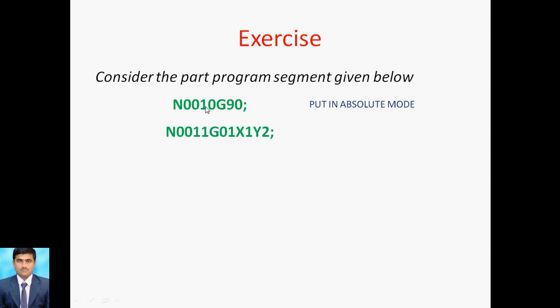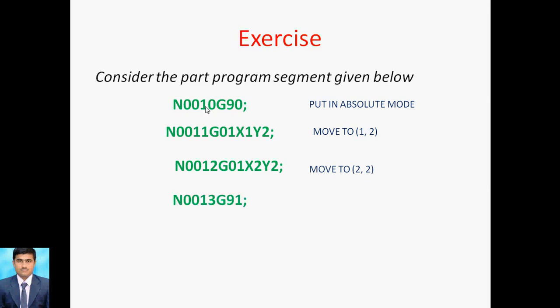Next is N0011 G01 X1 Y2. Here the tool moves to 1, 2, where 1 is X and Y is 2. And 0011 is called a sequence number. Here also N0012 is the sequence number. G01 is called the rapid traverse. X2 Y2, so the tool moves to the point X2 and Y2.